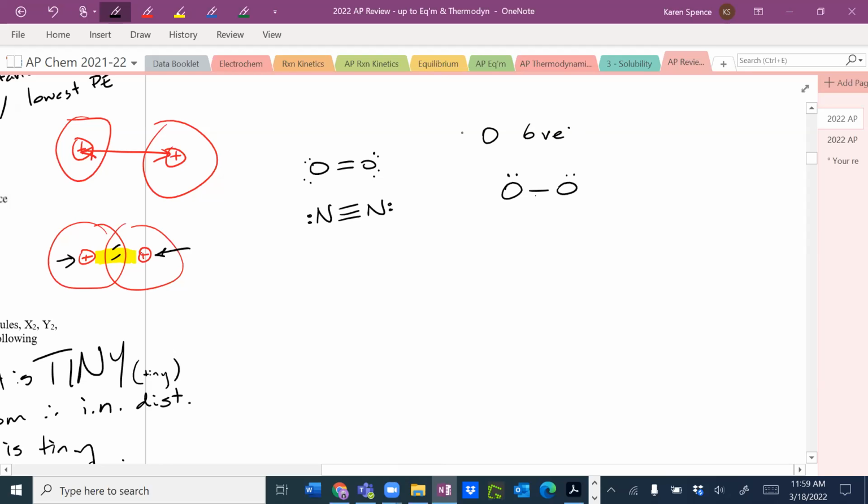So that's going to be 12 valence electrons. So that's 2, 4, 6, 8, 10, 12. You can see we are missing a pair over here. We don't have a full shell yet. So we're going to take a pair and move it into the center. And that gives us our double bond. Nitrogen has 5 valence electrons.